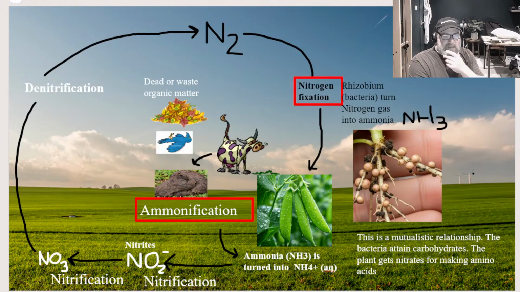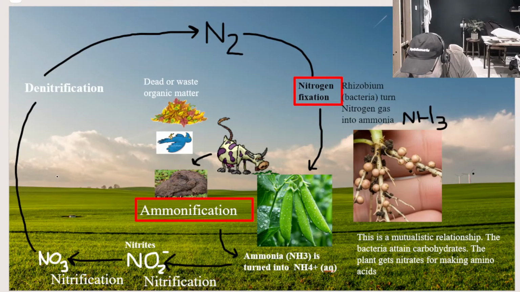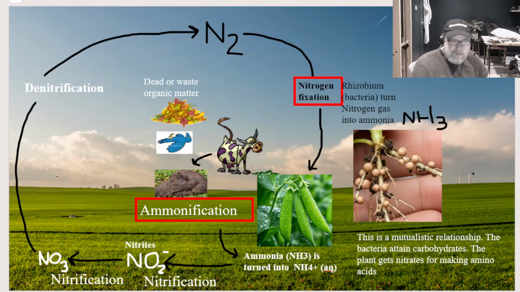So we've got nitrogen fixation, ammonification, and then nitrification down here. And then, this is a real crusty diagram, obviously. And then we have denitrification. Denitrification is basically reforming nitrogen in the air, and this is done by a type of bacteria called denitrifying bacteria.